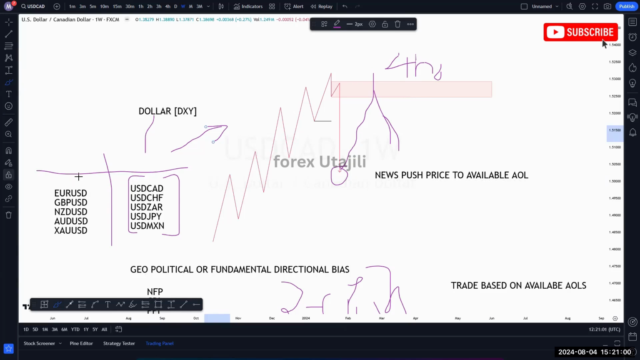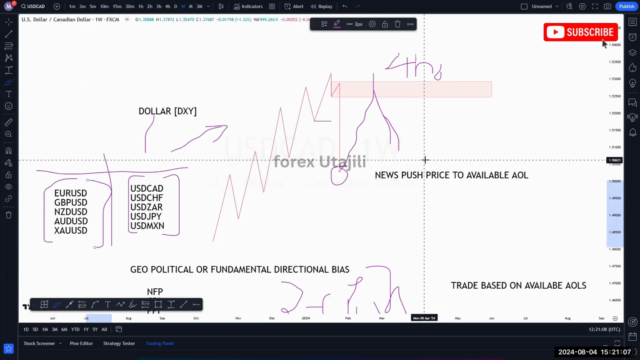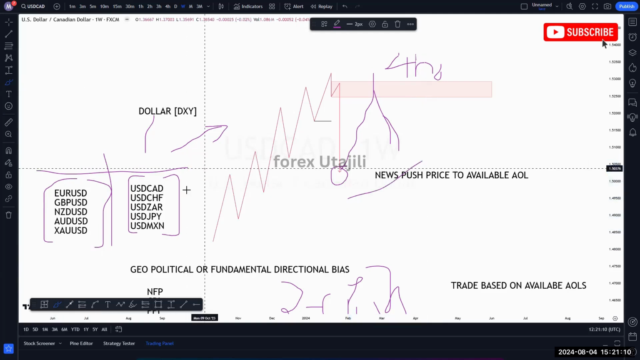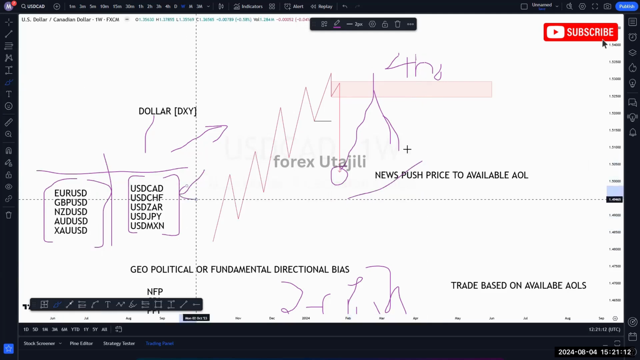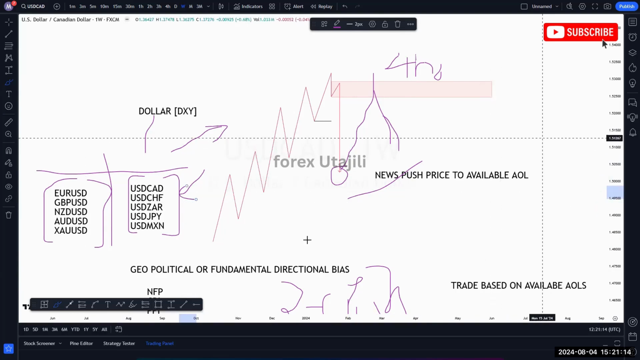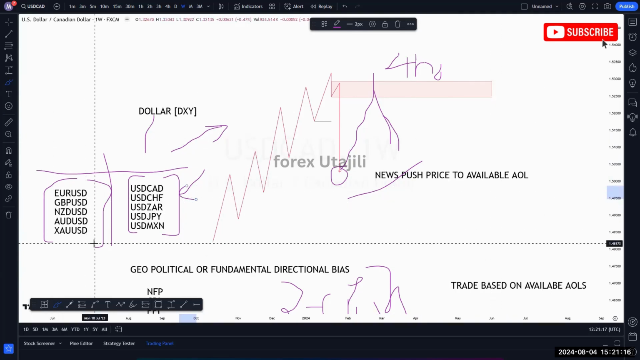Meaning that these pairs will also be moving in an opposite direction based on where the dollar is likely to go. Whenever we are buying USD, we are going to sell EUR/USD, GBP/USD, NZD/USD, and so on.